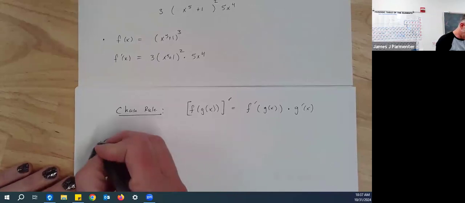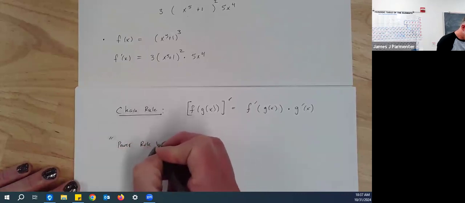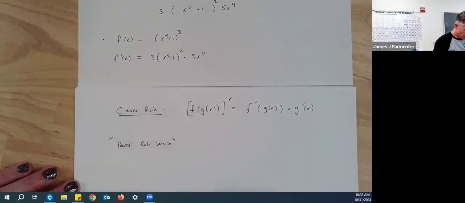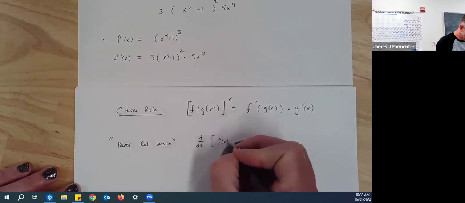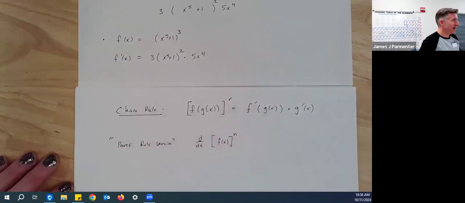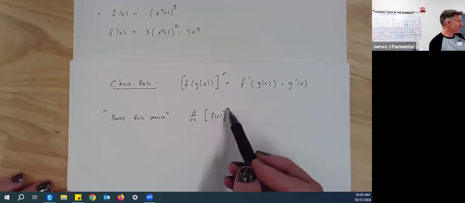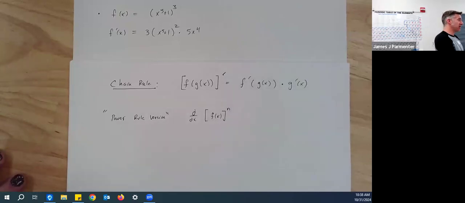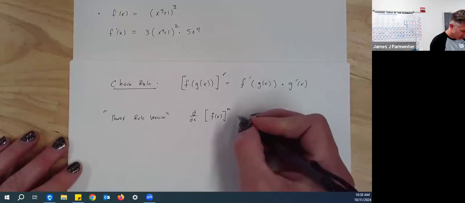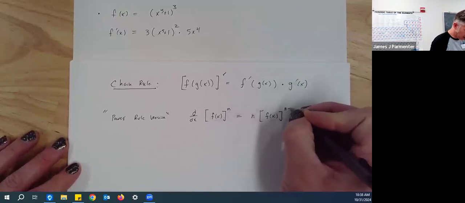So we can point out that there is a quote unquote power rule version of the chain rule, which just says that the derivative of some function to the nth power, well, I'm really just going to use the chain rule and say, I have something raised to the nth power. I know that x to the n has a derivative that is n times x to the n minus 1. So in the same sort of way, if I have some stuff to the nth power, the derivative is n times that stuff to the n minus 1.